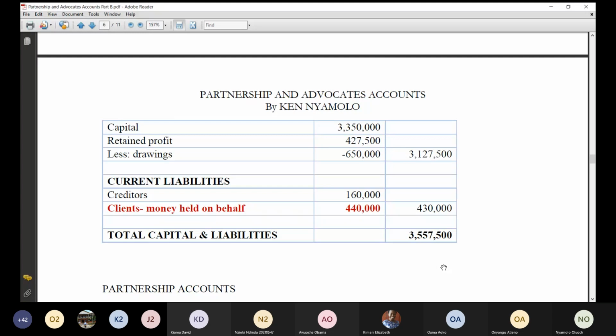So what is the implication of this? It means if we were to wind up today, our clients, the money in the account, as shown in our cash book, will be able to pay them.